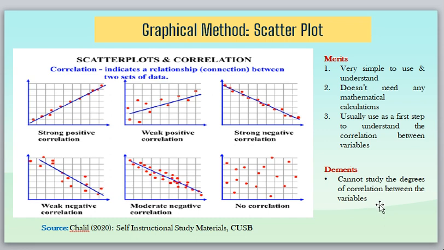When it comes to demerits, the first and foremost demerit is that it cannot study the degrees of correlation between the variables. It can only study the relationship and not the degrees, how far the relationship exists. So it cannot study the degree.